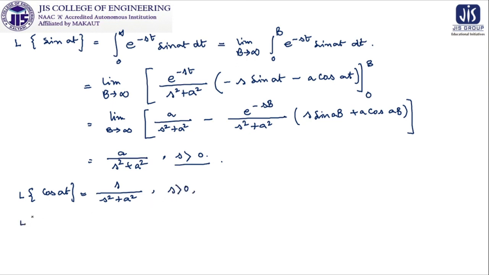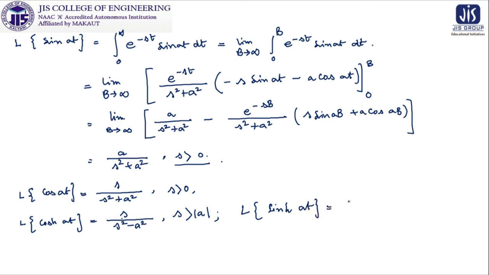We can find out two more interesting results. Laplace transform of cos hyperbolic at, which will be s by s square minus a square. So please do these problems explicitly at your home. And Laplace transform of sine hyperbolic at will be a by s square minus a square, where s is greater than modulus of a.